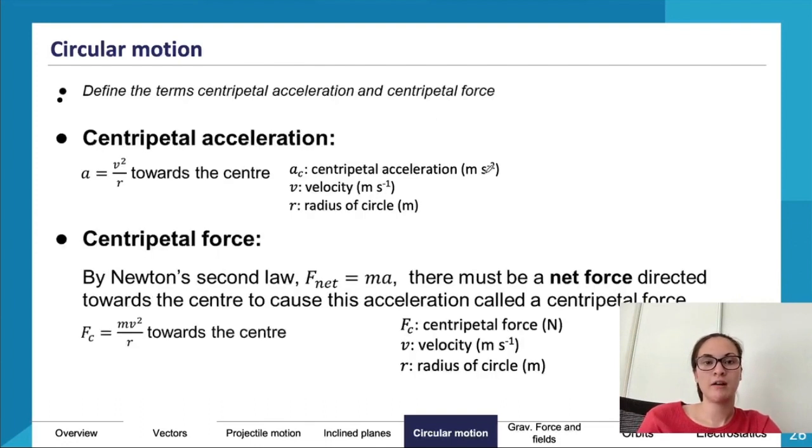Alright, now we're going to look into a couple more definitions here. So we've got centripetal acceleration and centripetal force. I'm just going to get some water. Okay.